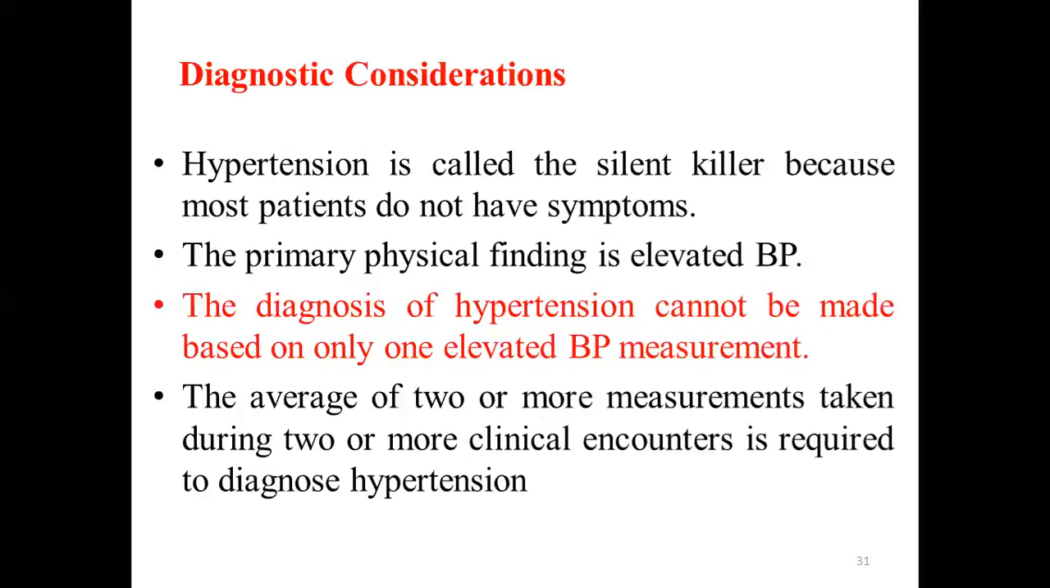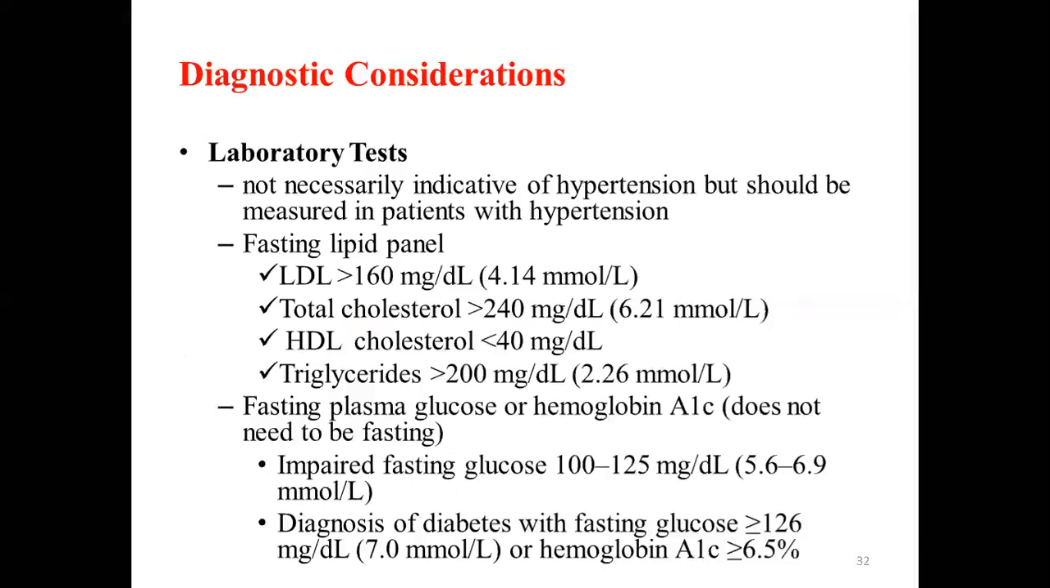Okay, diagnostic consideration. Diagnostic consideration is usually made after multiple measurements. So there must be an average of at least 2 or more measurements in the span of 1 week to several weeks. So there should be a repeated measurement at least 2 times in the span of 1 week and above, in order to conclude the patient has high blood pressure.